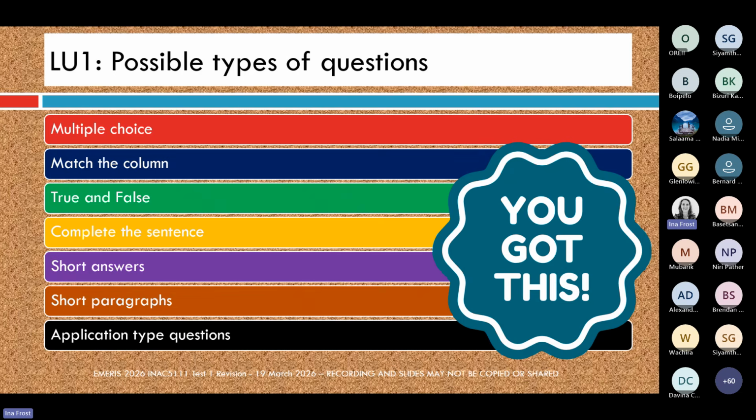So let's look a little bit again at the different ways that we can test you on this learning unit 1. There's all kinds of different types of questions that we can do out of this learning unit. We can do multiple choice, match the column, true and false, complete a sentence, short answers, short paragraphs, and in some cases there could be a bit of an application question. But that's a typical formatting of questions you can expect out of this learning unit.